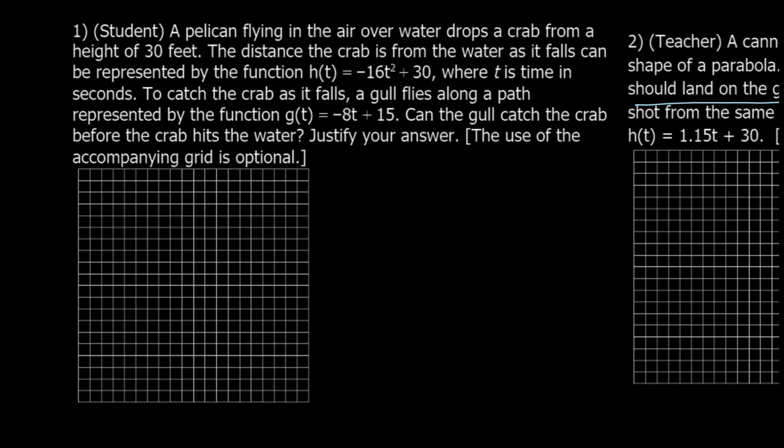So we're asked to find when the pelican can catch the crab, right, above the water. So there are two ways to do this. Either I can graph it or I can solve algebraically. In most cases, when you're given a quadratic in standard form, it is easier just to solve algebraically, okay?